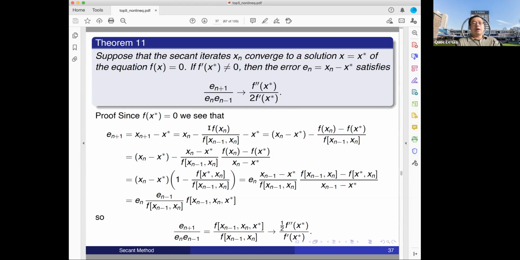And for this term, f of xn over the divided difference, I just subtract f of x star. Why am I doing this? Well, first, I know that f of x star equals 0, so subtracting 0 keeps it the same. But I'm doing this because I want to use some property of the divided difference.